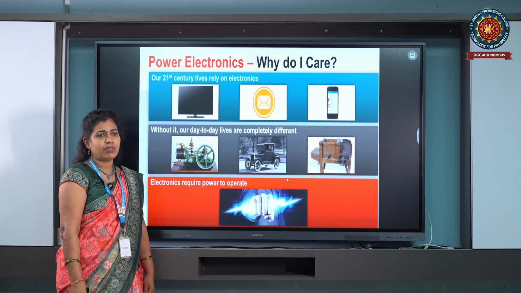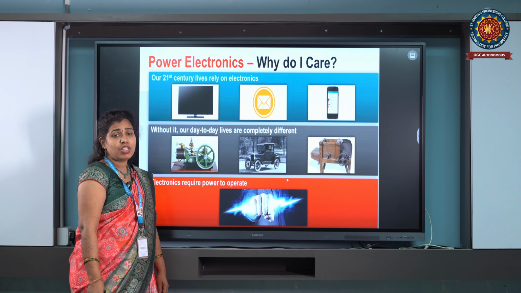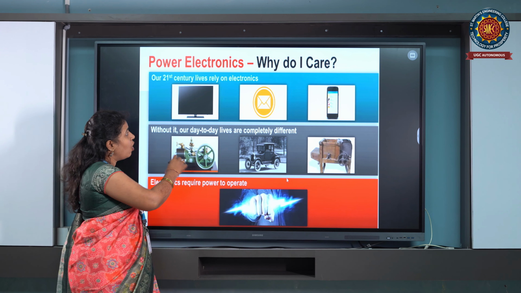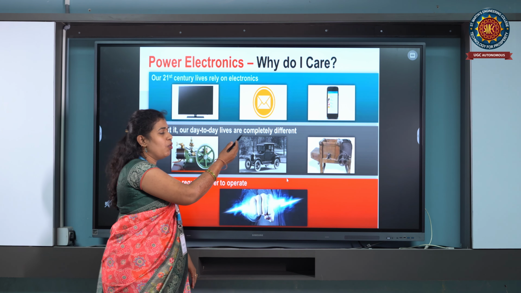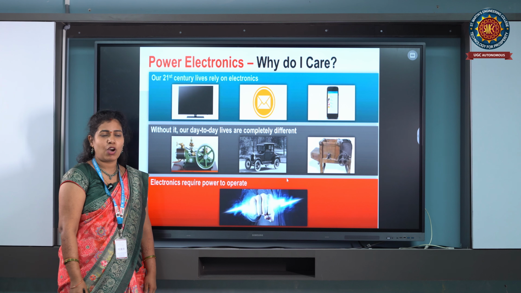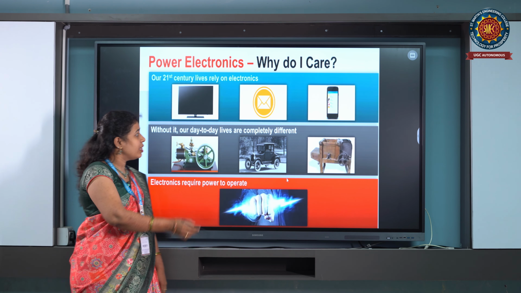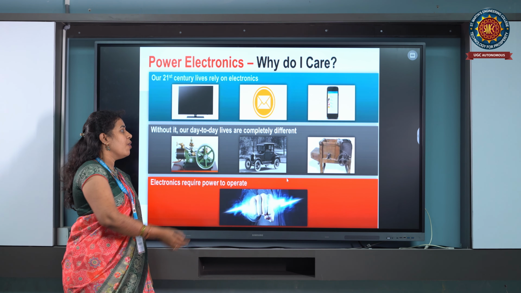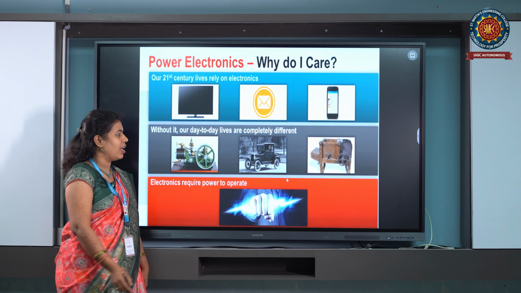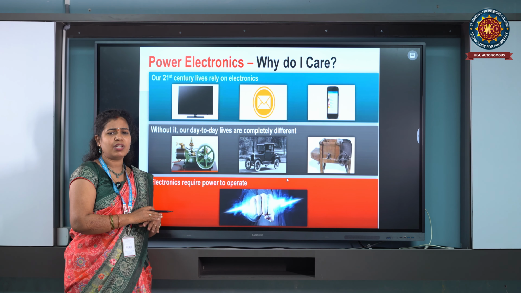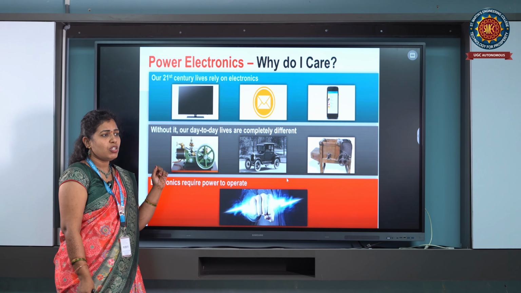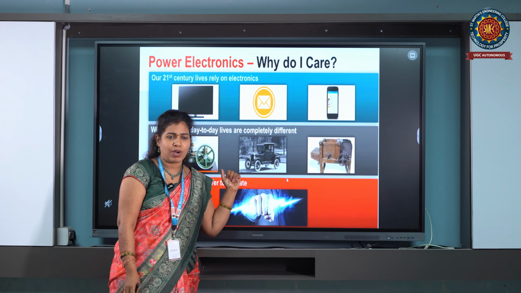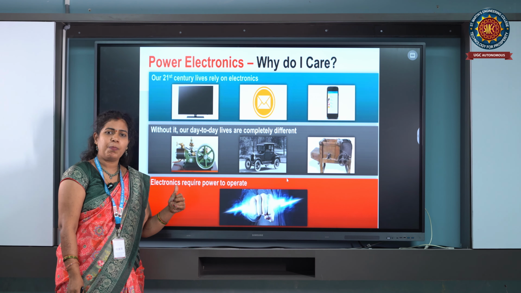So, electronic devices: we are living in the 21st century, and all our lives rely on electronics. For example, mobiles, laptops, and TVs are all electronic devices. Without these electronic devices, we can't imagine our lives; our lives would be completely different. To operate these electronic devices, we require power.